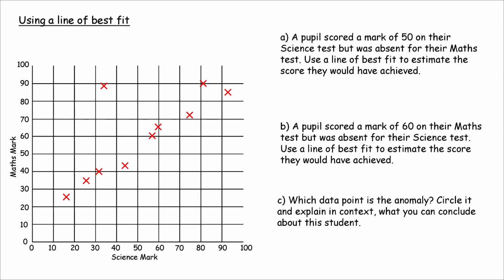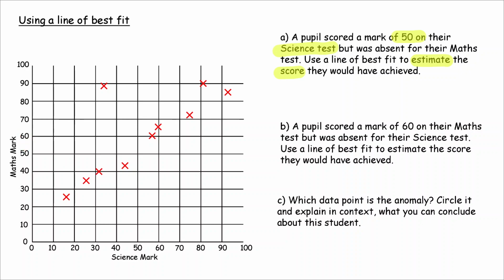We've got some questions here and some data of science mark again against maths mark. Part A says a pupil scored a mark of 50 on their science test, but was absent for the maths test. Use the line of best fit to estimate the score they would have achieved. We looked at this example in the previous video, with the maths mark down here and the science mark over here, but it doesn't make any difference which way around they go.